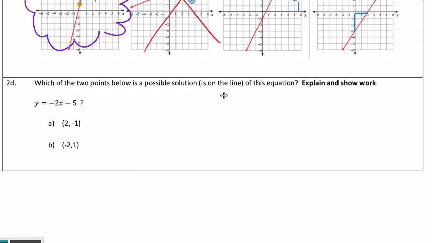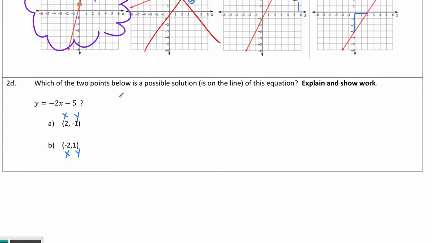Finally, which of the 2 points below is a possible solution or shows that it's on the line of this equation? I have an equation and I have 2 points. I could graph this. I've seen some students make a little graph here. You could also see if this x value and this y value is a solution, or you could see if this other x value and this y value is a solution, if it makes it true. Let's try that method and see what happens.